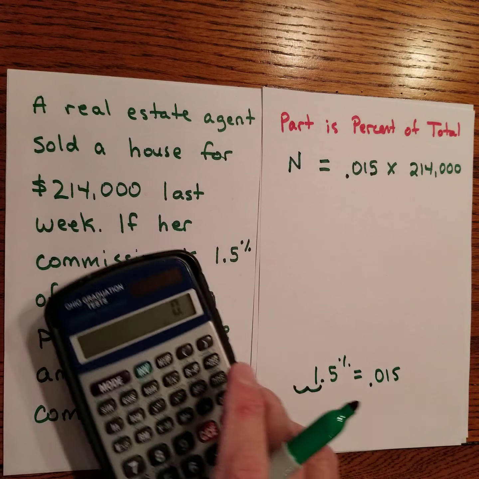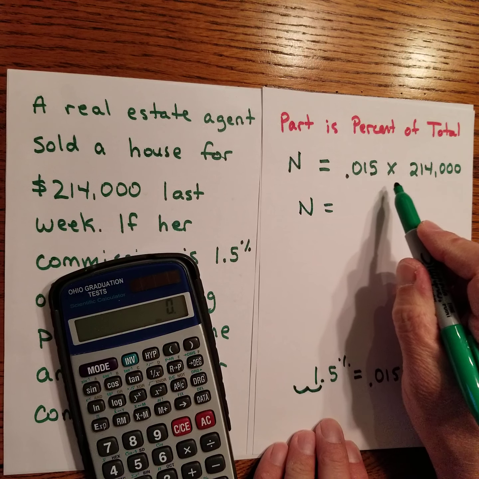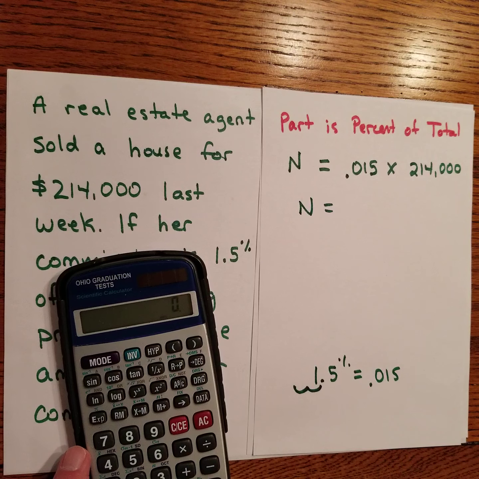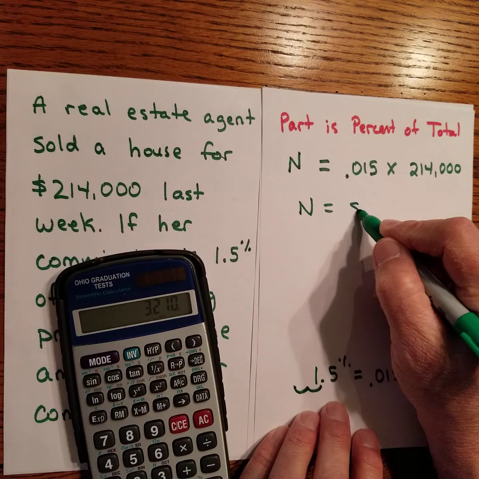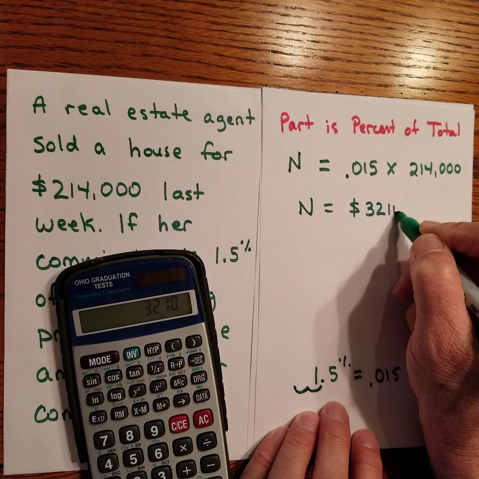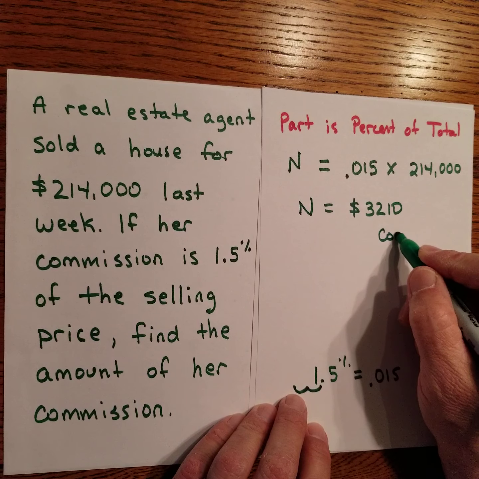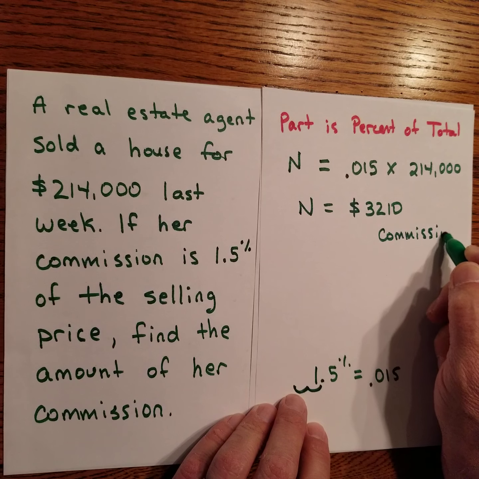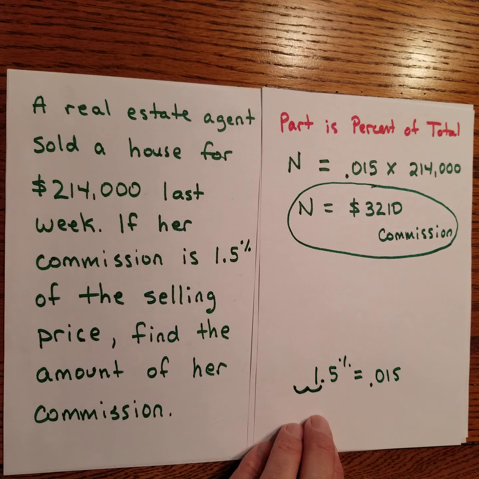All right, we can finish this problem now on a calculator. I need 0.015 times 214,000. My calculator says $3,210. That's the commission that the real estate agent gets to keep. There's the way I want you to show your work when you do your homework. Fill out the formula, multiply to get the answer, and label your answer.